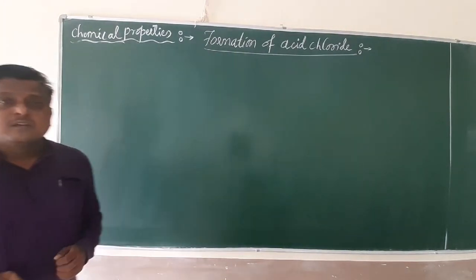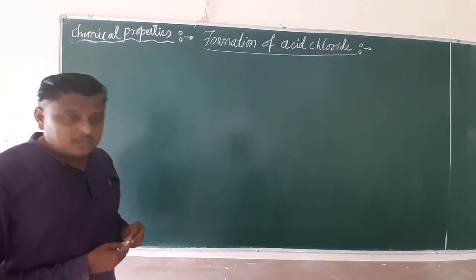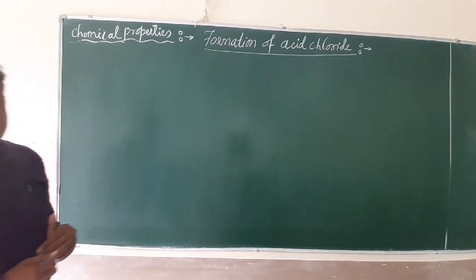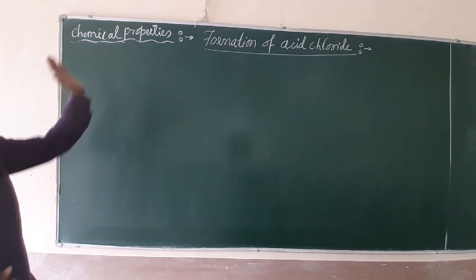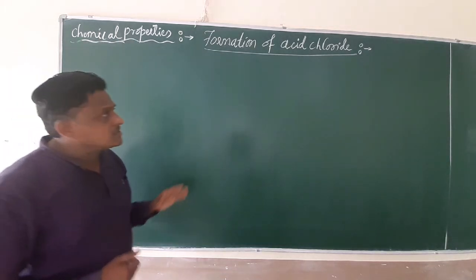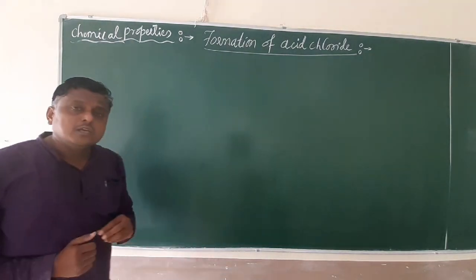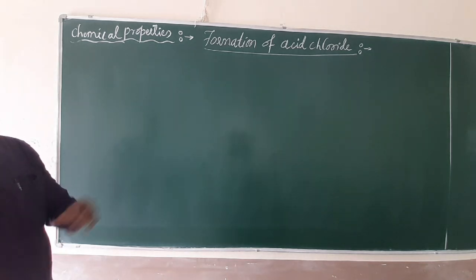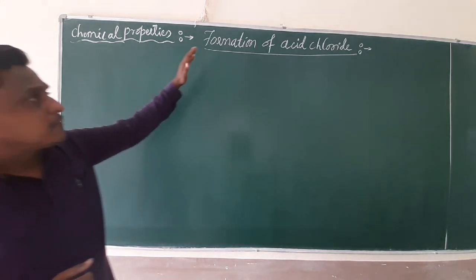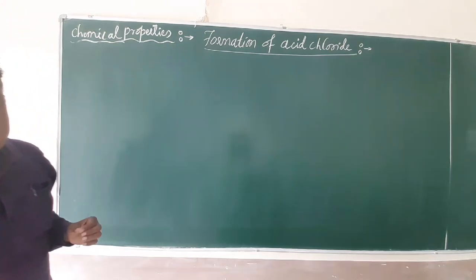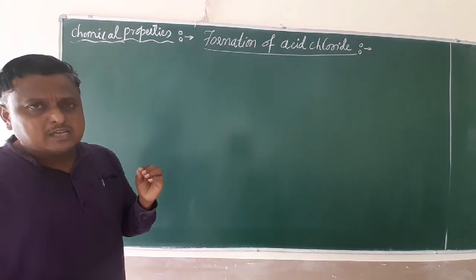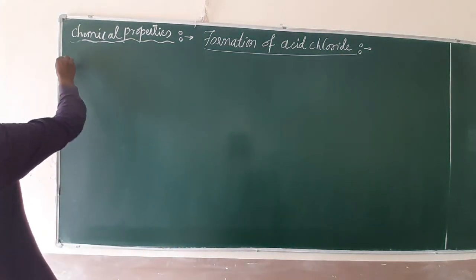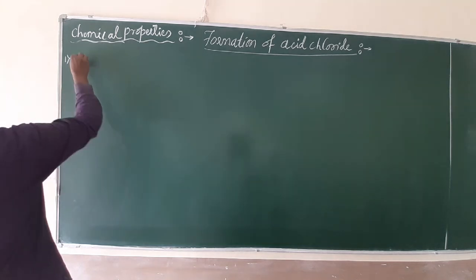Welcome to everyone. Today we move on to the next part of our syllabus, the chemical properties of carboxylic acids. Dear friends, in the chemical properties of carboxylic acid, a very important category is the formation of acid chlorides from the corresponding carboxylic acids. In the simplest way, we have mentioned three reactions.